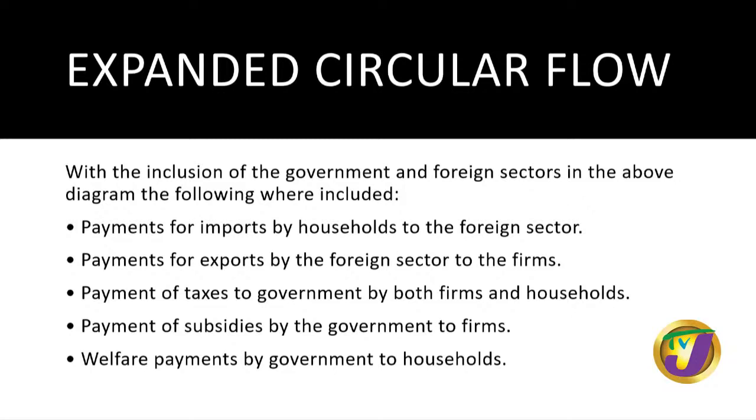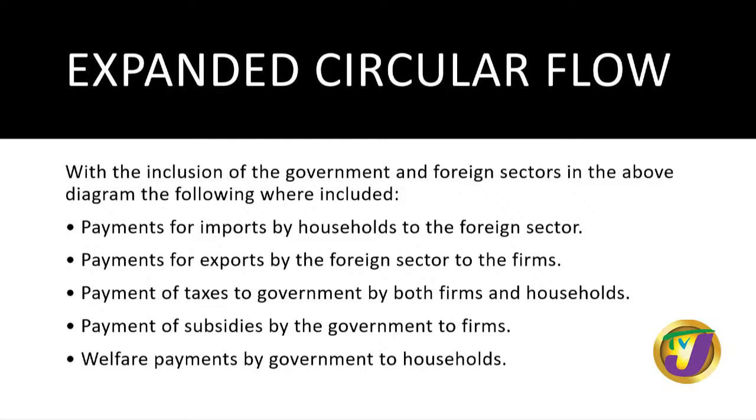So let's go back to what the circular flow model takes into consideration. Because we have now included the government and the foreign sector, there are other things that are taken into consideration. So first of all, there will be payments by households for the importation of goods. So households will import goods from the foreign sector because now we're engaged in trade. There will also be payment by foreign sector to firms, and that's in the form of exports. So because we're engaged in trade, we're importing goods from abroad, but we're also selling goods abroad, right? So we're receiving payments for exports and we're making payments for imports.